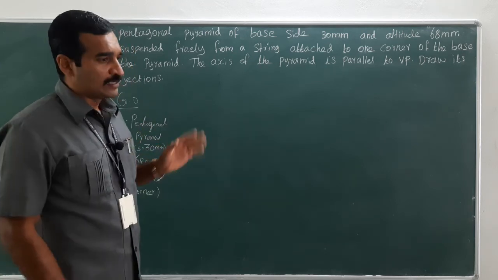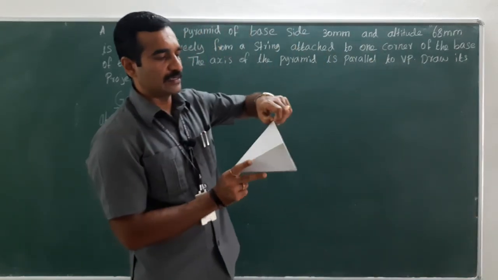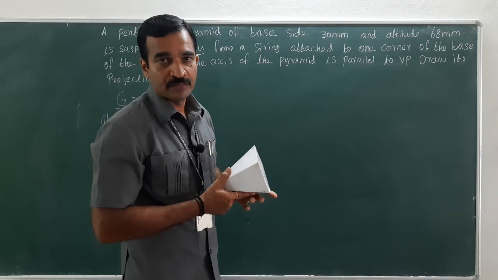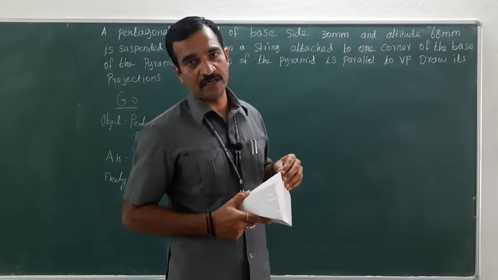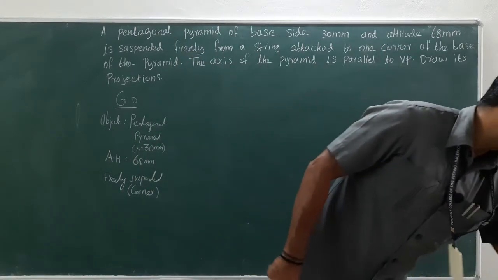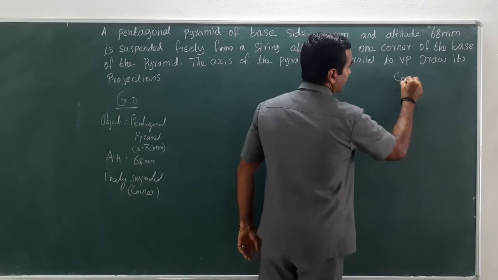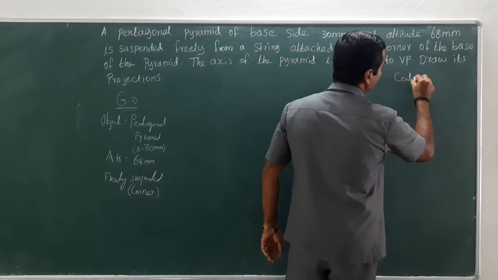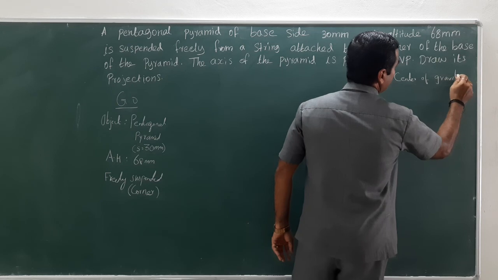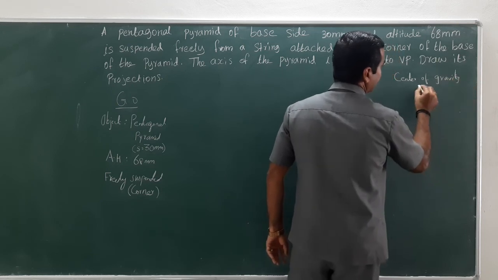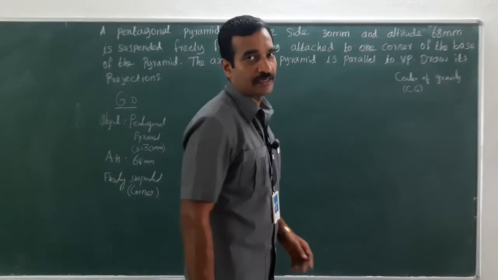So, in order to make this object hang freely suspended, you have to find the center of gravity. The center of gravity should be kept vertical with HP. There is a formula for the center of gravity. In short, it can be mentioned as CG.